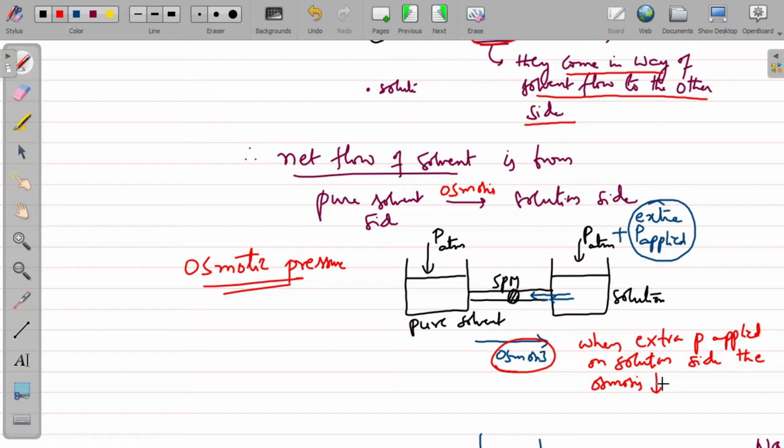It is still there, okay? The net flow will still be there from left to right, but it will decrease. The number of molecules flowing per second from left to right will be lesser because the flow from right to left is now increased. The rate of flow from right to left is increased due to the application of the extra pressure.